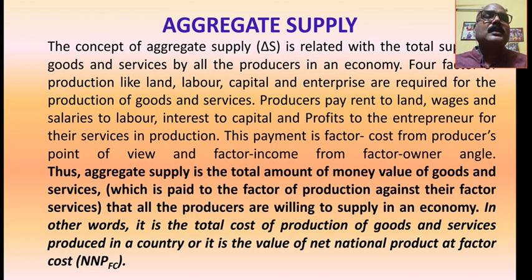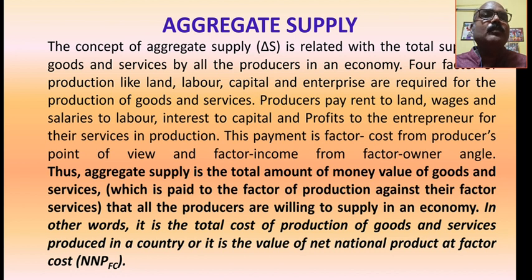So aggregate supply is related to the total supply of goods and services by all the producers in an economy. So total economy में जितना भी goods and services हमारा produce होता है, that is otherwise called as NNPFC or national income, that is your aggregate supply. So you know there are 4 factors of production.